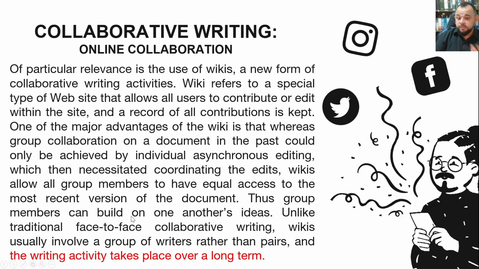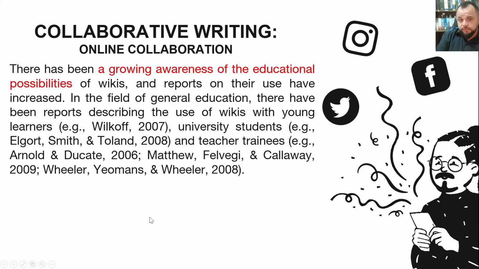Unlike traditional face-to-face collaborative writing, wikis usually involve a group of writers rather than pairs, so more people can work on a body of text, right? And writing activities take place over a long term. So instead of one or two or three sessions, these things can take weeks, months, maybe a semester or years. You can see the case of Wikipedia, for example, right?